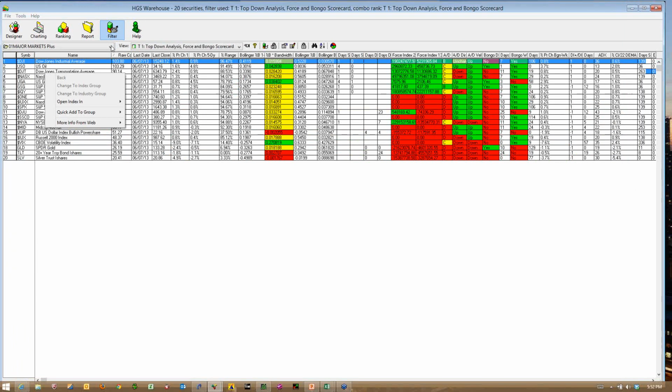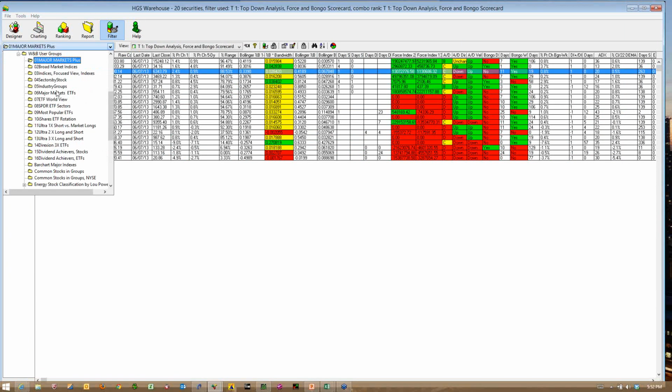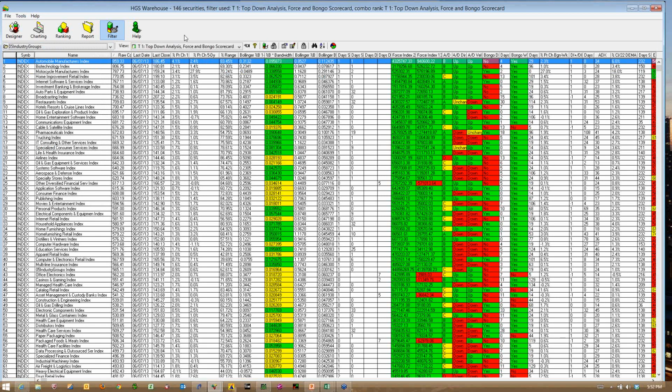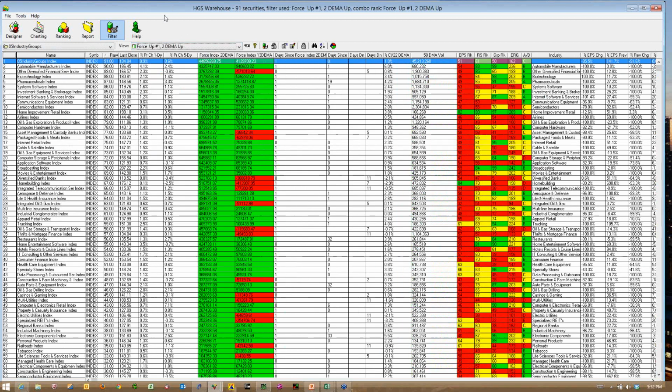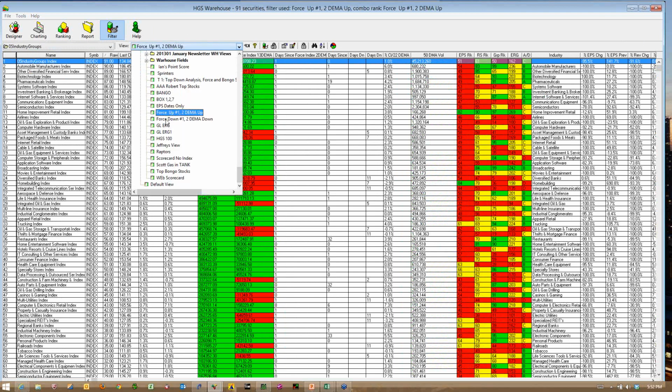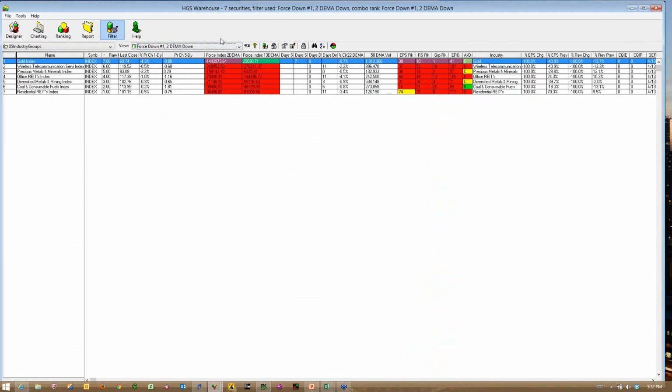Next, I'd like to look at our industry groups. You can see there's 146 groups in HGSI. I don't want to look at 3 weeks performance. I want to know what's working right now. So the 2-day force up is 91 groups. That's a huge number considering how weak the market has been, but I think it reflects what we saw on the last 2 days. That would mean the Force 2 down should have fewer groups, which has only 7.